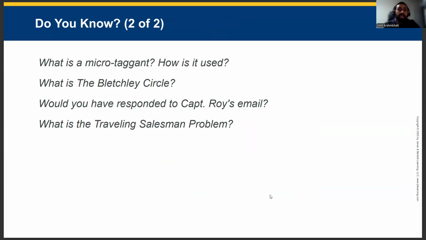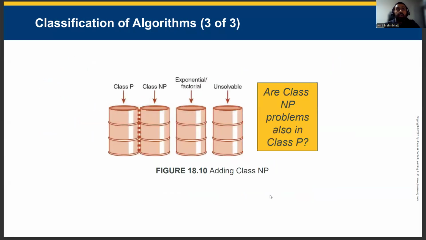Class P, Class NP, exponential, factorial, and unsolvable. This slide adds the category of class NP to the diagram. NP contains problems whose solutions can be verified in polynomial time.